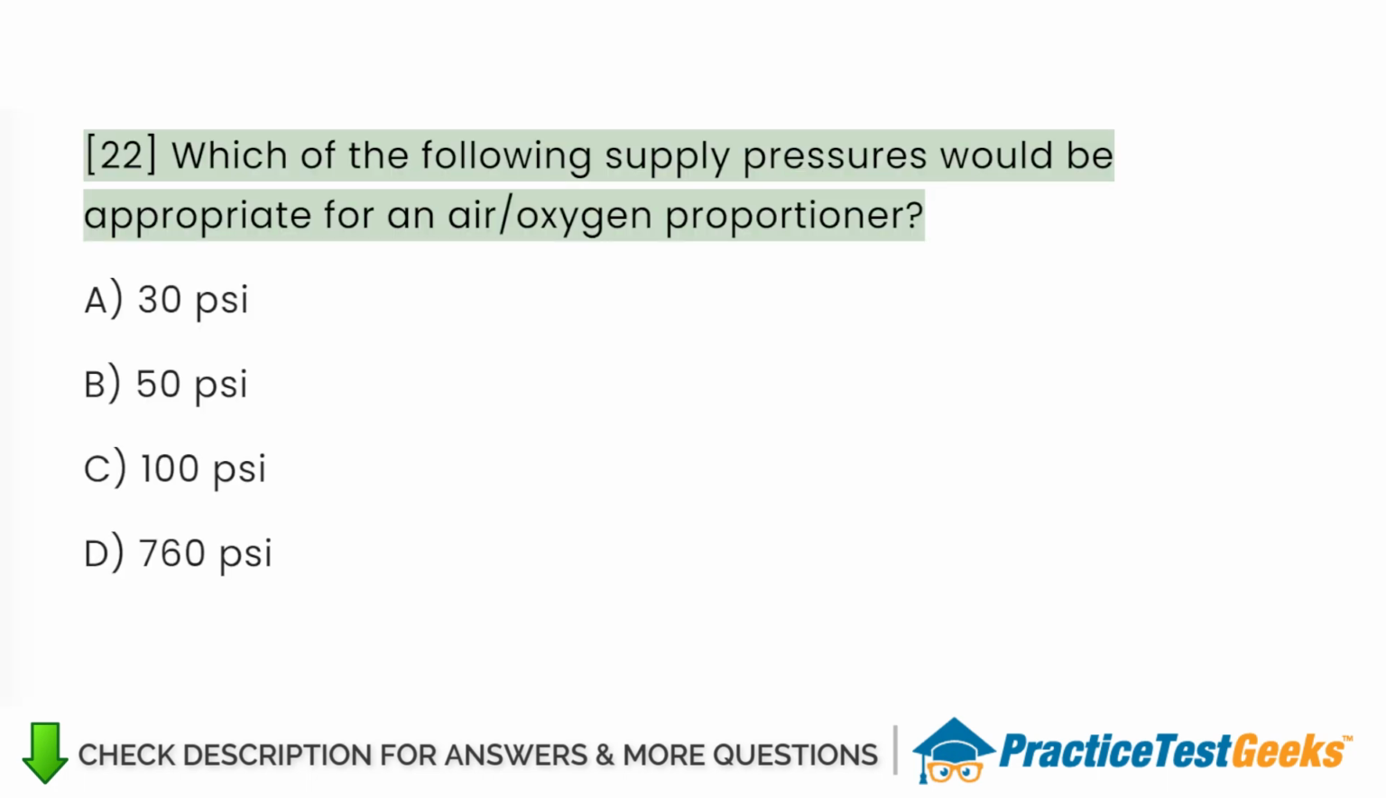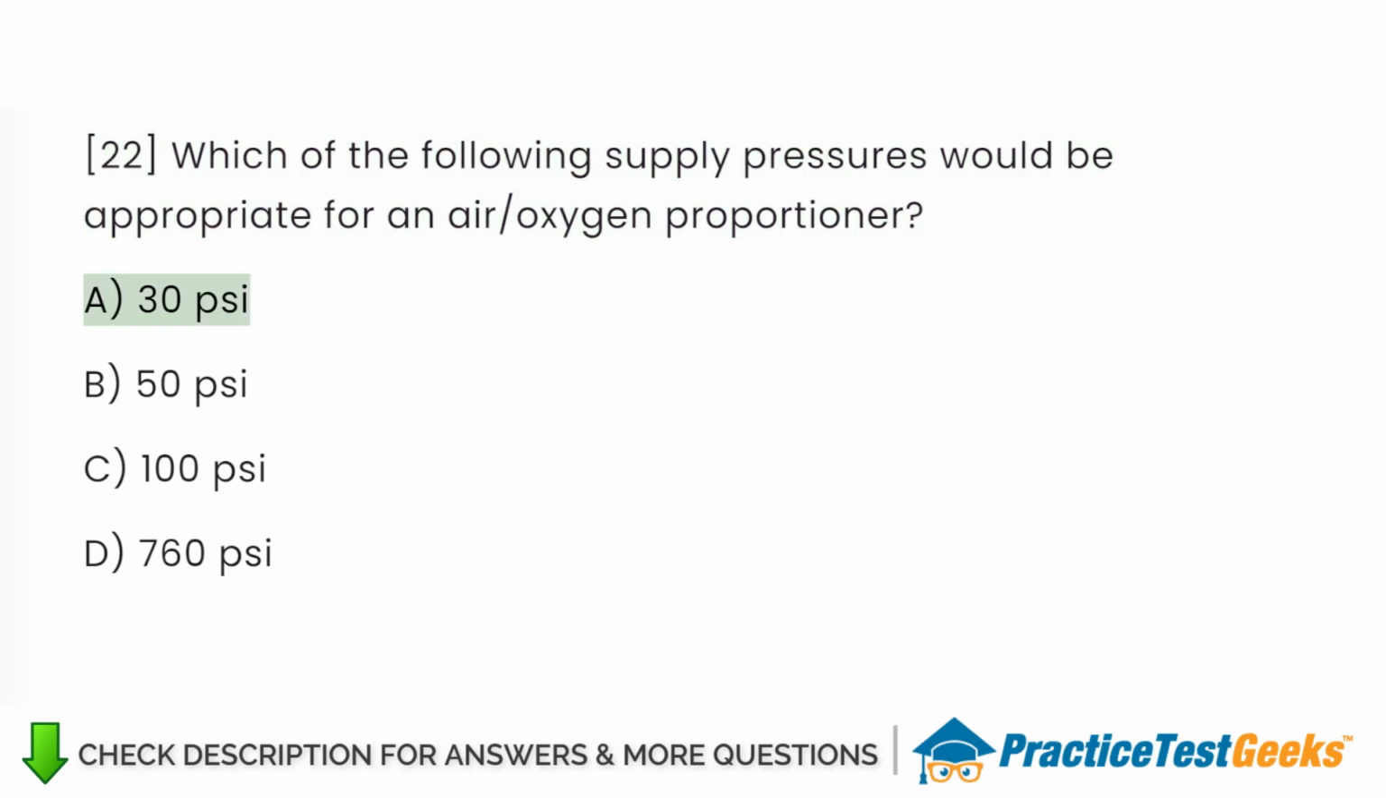Which of the following supply pressures would be appropriate for an air-oxygen proportioner? A. 30 psi. B. 50 psi. C. 100 psi. D. 760 psi.